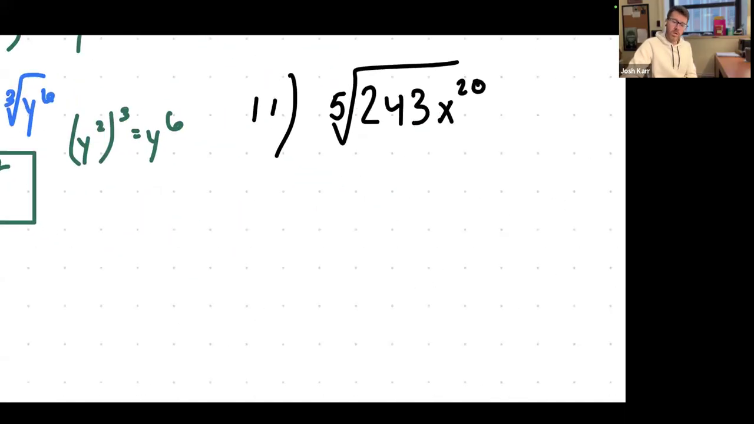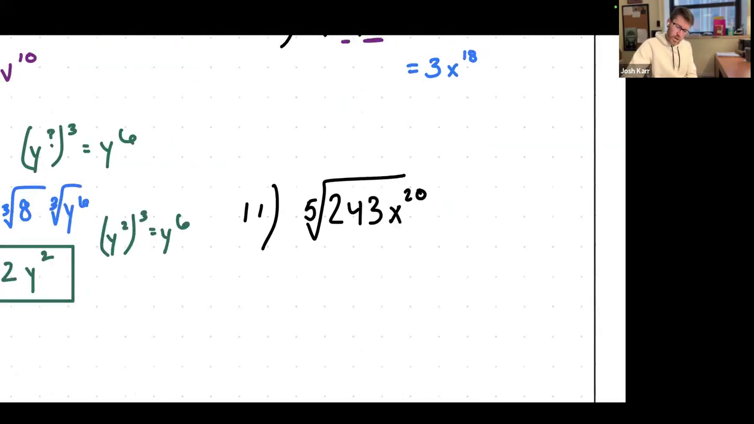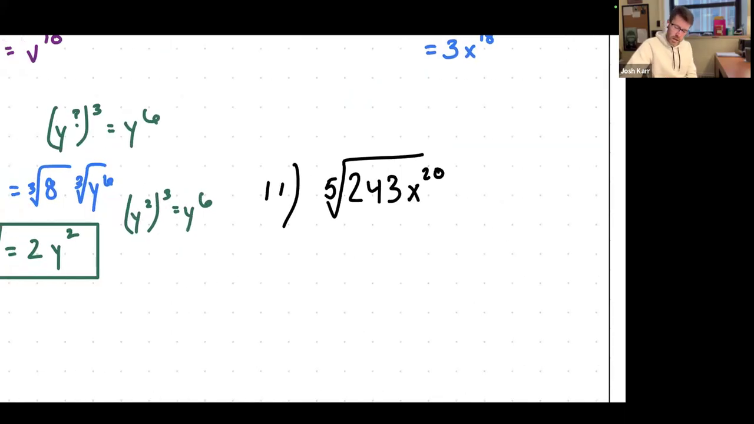All right, one final question, I believe. Yep. All right, so 5th root this time. So we have an index of 5. So we're going to be thinking about the opposite of a 5th power, right? Well, it got multiplied by itself 5 times. All right, so let's go ahead and break it apart. 5th root of 243 and 5th root of x to the 20th.